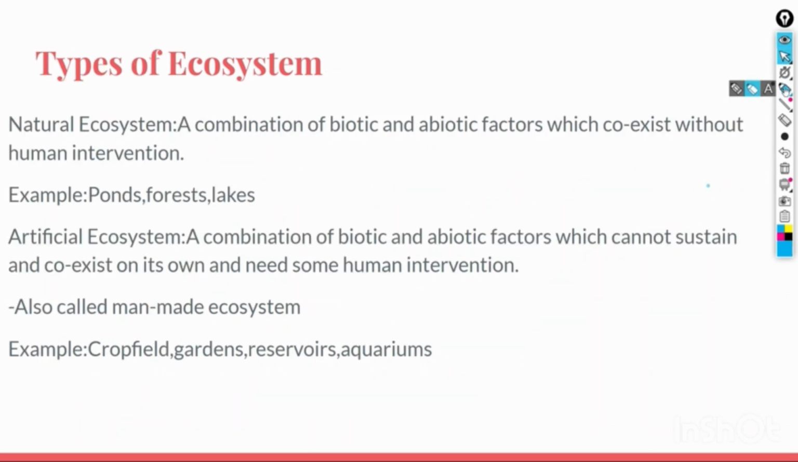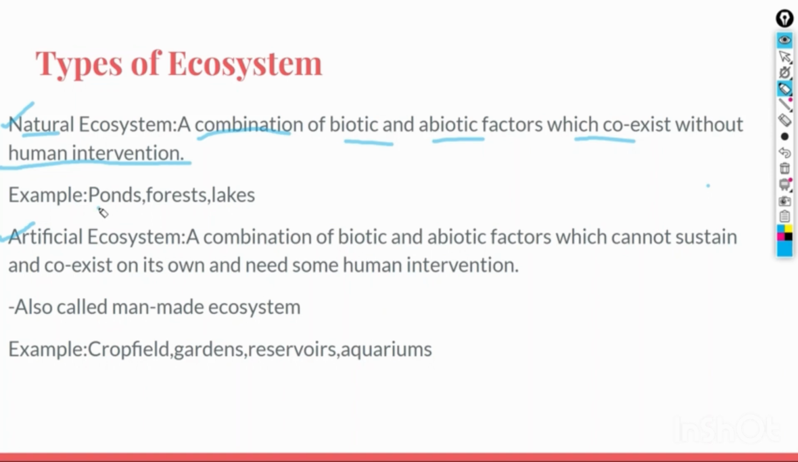So this is what an ecosystem is. Moving ahead with the types of ecosystem, we have two types: natural and artificial. As the name suggests, a natural ecosystem is the one which occurs in nature by itself. There is no human intervention. It is a combination of biotic and abiotic factors which coexist without human intervention. They do not need our support, they can occur on their own.